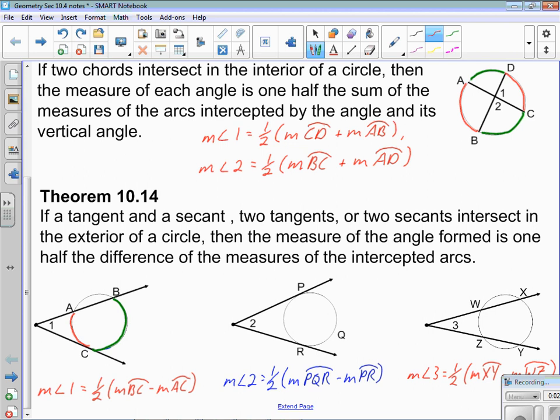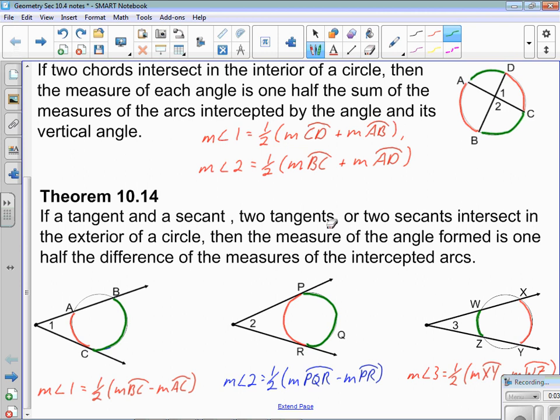And then for the other option, angle 2 is set up with two tangents, and so it's going to be half of the difference between arc PQR and arc PR. That's the big one minus the small one divided by 2, basically. And angle 3, we have two secants crossing the circle in two places each. And so it's half the difference between arc XY and arc WZ.